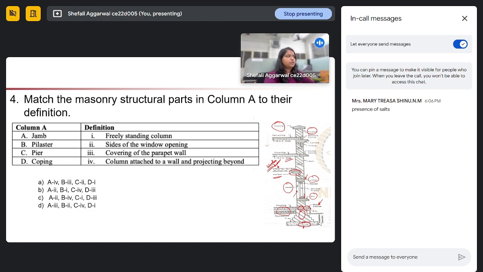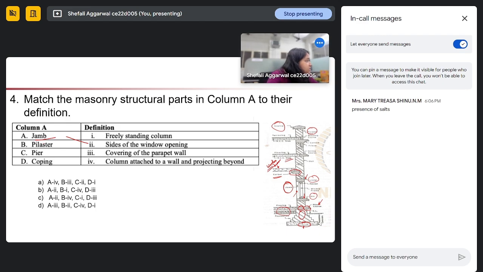Okay, then we'll go to the next question. Match the masonry structure parts in column A to their definitions. The different masonry structure parts are jamb, pilaster, pier, and coping. The definitions are: freely standing column, sides of the window opening, covering of the parapet wall, and column attached to the wall and projecting from the wall. So all the terms are given here. What is a jamb? It is in the window area, the sides of the window frame.